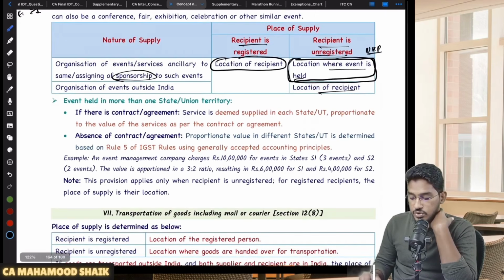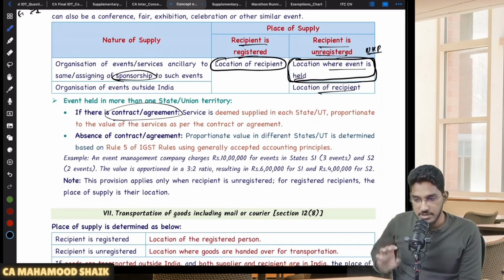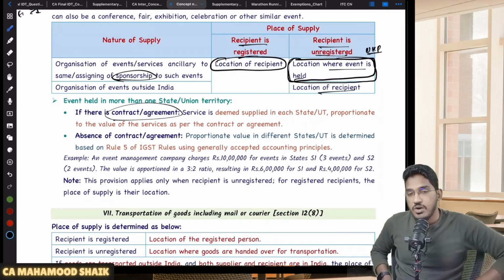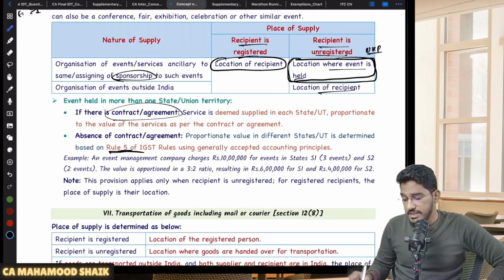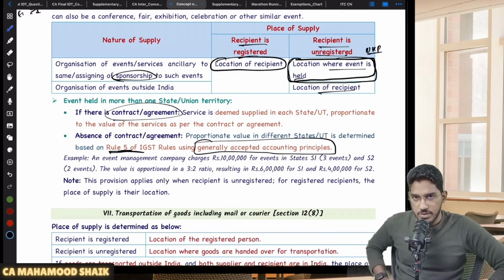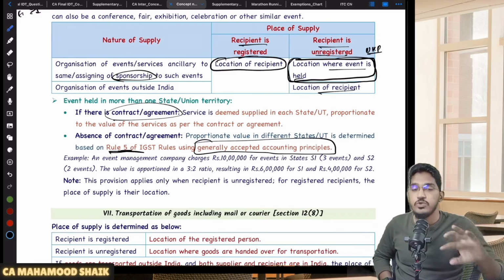Once again, here also you refer to the contract or agreement. If in the contract or agreement some form of bifurcation has been given, follow it. Sir, if in the contract or agreement nothing has been specified, what should I do? Apply rule 5. And what rule 5 says is generally accepted accounting principles. According to some accepted accounting standards, you will bifurcate that. So follow generally accepted accounting standards, and according to that principle, you bifurcate the value.